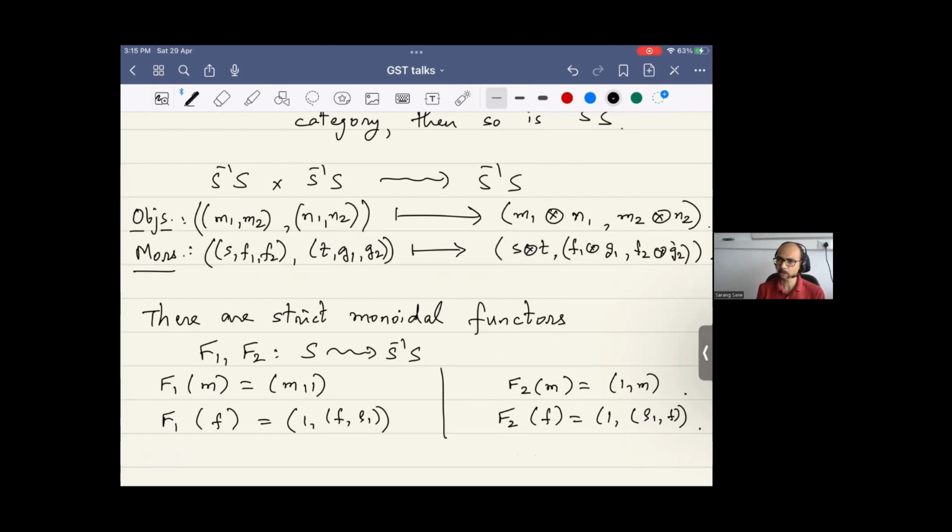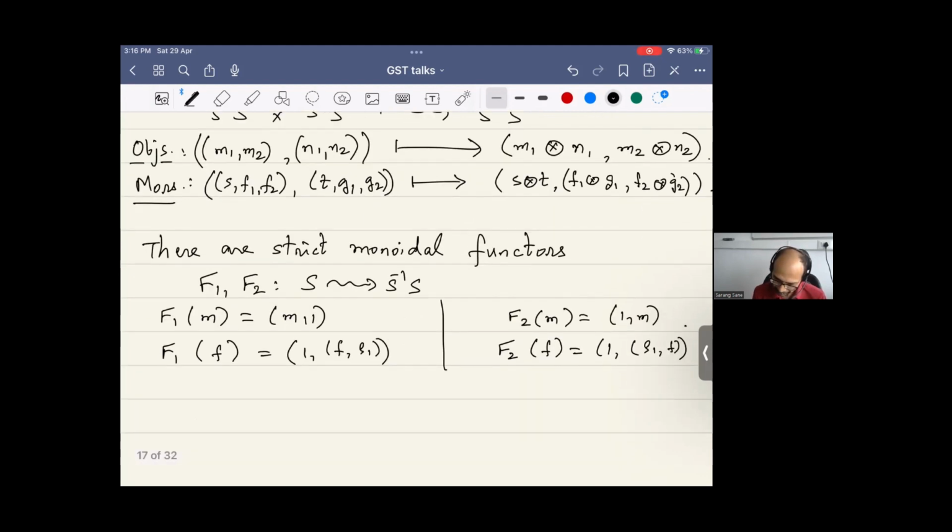Now there are other things also involved here like associativity, etc. So that I'm not checking. As I said last time, all those follow. And then what is the unit? The unit is still 1 comma 1, right? So these are pairs. So you have to give two things. So it's 1 comma 1.